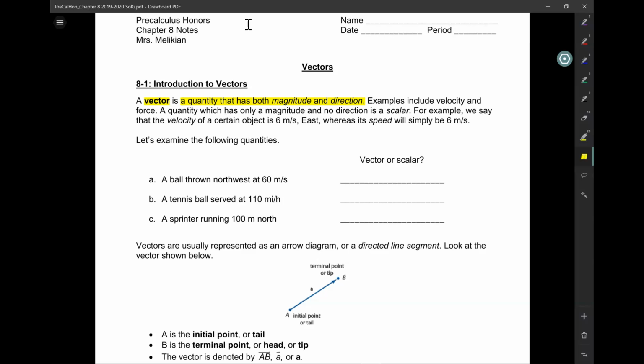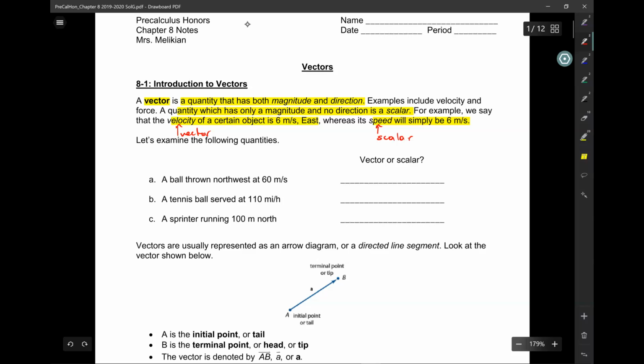So, like I mentioned, a quantity with only a magnitude and no direction is called a scalar. So scalars are just 3 miles, 27 newtons, 5 miles an hour. Those are scalars. All right, so as I mentioned, the velocity of an object would be 6 meters per second east, but its speed will only be 6 meters per second. So the velocity is a vector quantity, but the speed is a scalar quantity, right?